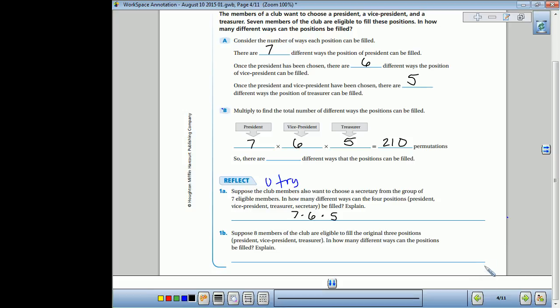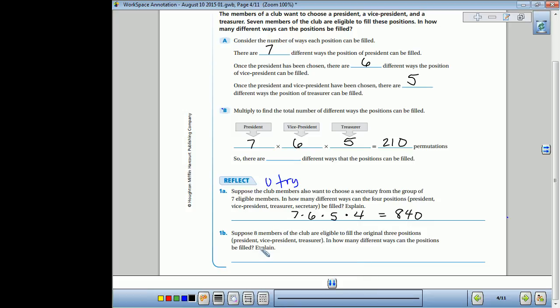How many of you are wishing you brought a calculator today? A few of you, okay. All right, 7 times 6 times 5 times, ooh, this one has a new position, secretary, so it would be 4. Okay, so we just did 7 times 6 times 5 was 210, so 4 times 210 is just 840, right?